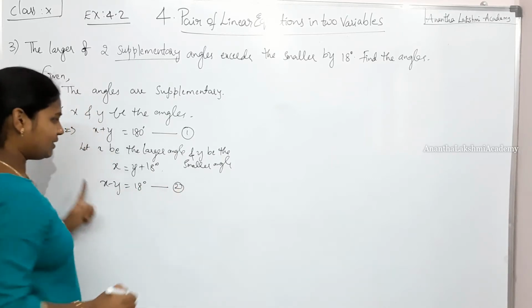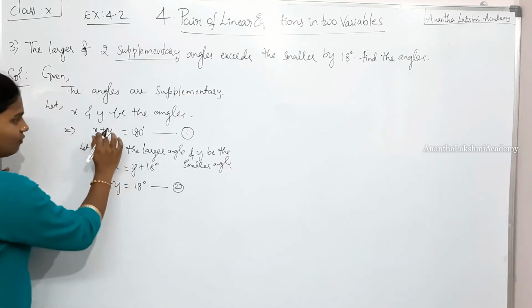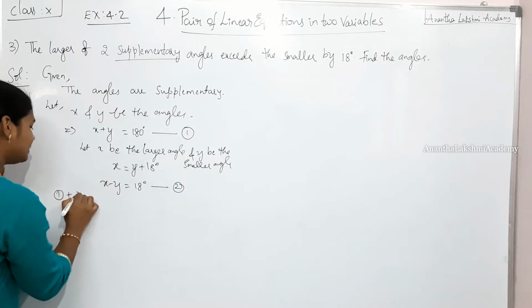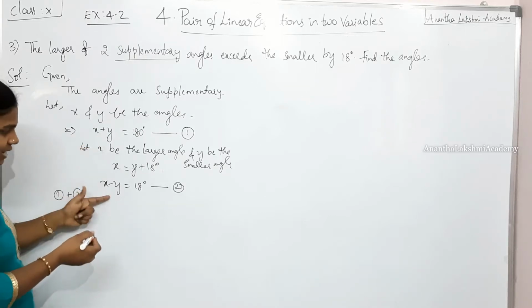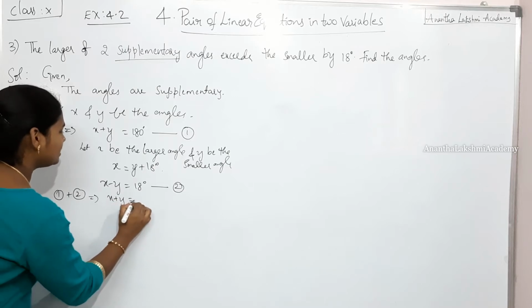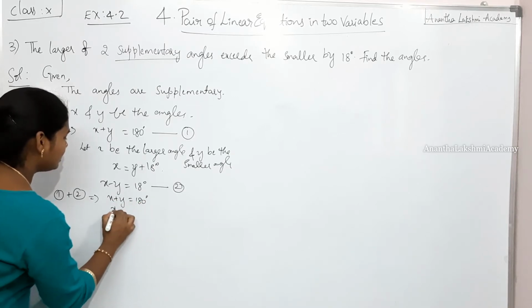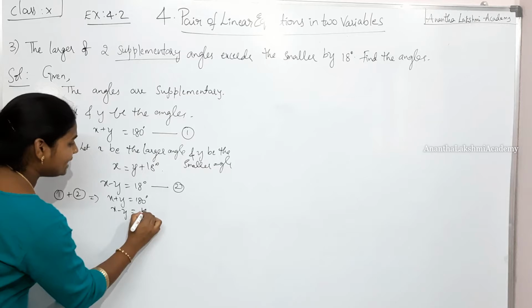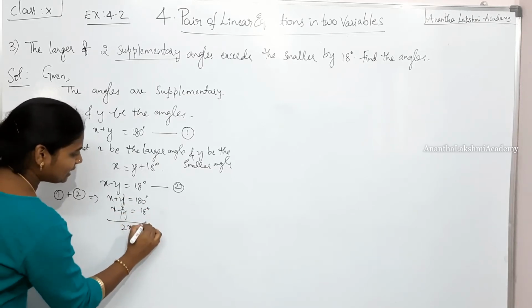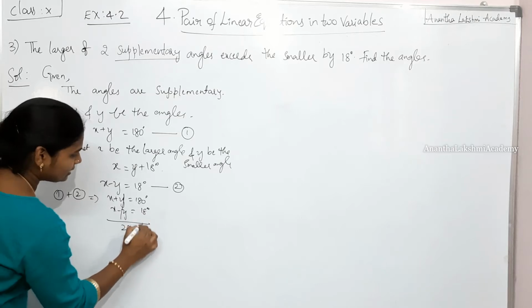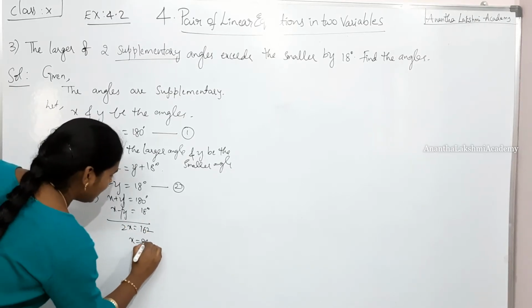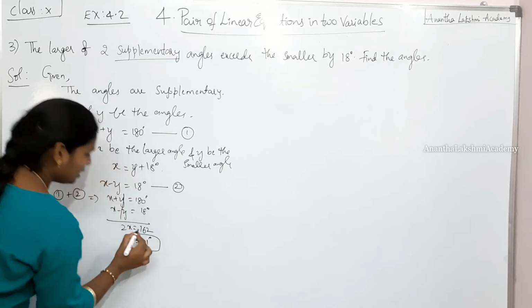Now here the equations are quite simple. The y coefficients are the same and there is also a sign difference, plus and minus. So I am just going to add them up: x plus y is equal to 180 degrees and x minus y is equal to 18 degrees. So y and y get cancelled. 180 plus 18 is 198, and 2x is 198, so x is going to be 99 degrees.